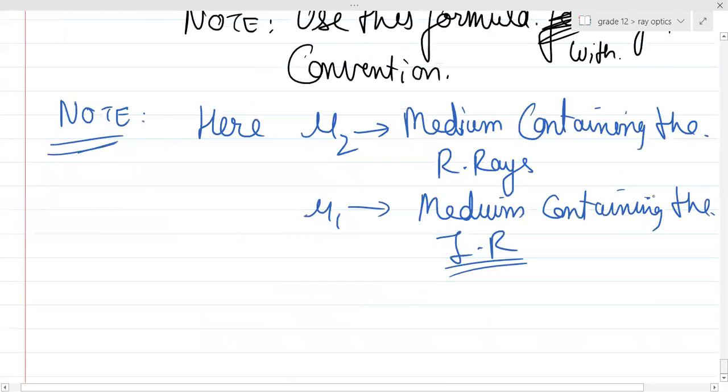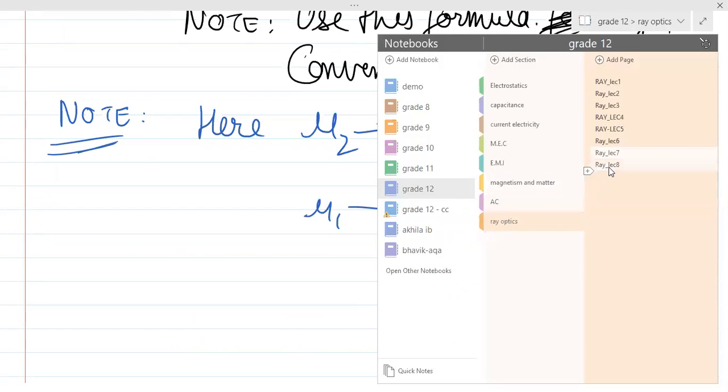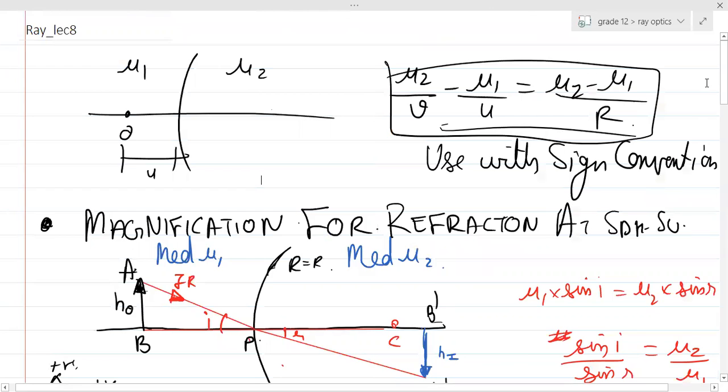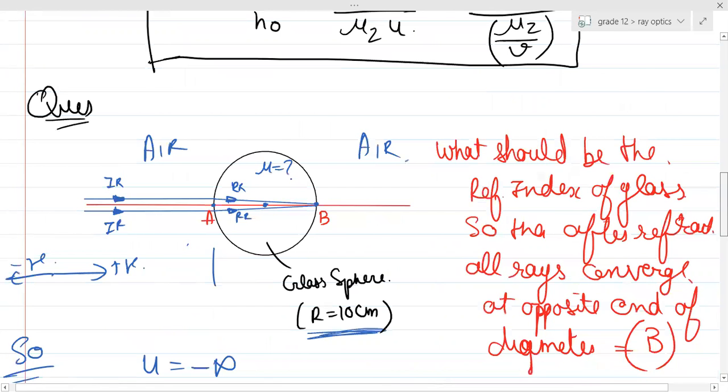So always remember mu2 is associated with refracted rays. Is it clear? I'll give you one question on this as well, because I know people will get confused. So please write this point: mu2 is the refractive index of the medium containing refracted rays, and mu1 is the refractive index of the medium containing the incident rays.